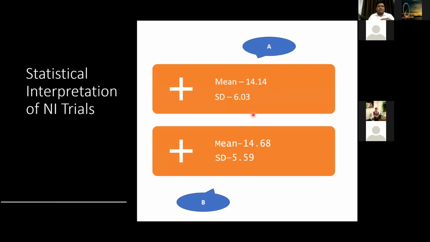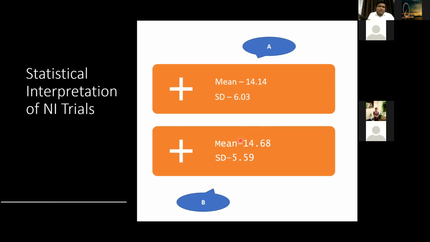So we have two groups, A and B. At the end of the study, let's say that the primary endpoint was a continuous variable. For group A, the primary endpoint mean was 14.14 and the standard deviation was 6.03, whereas for group B, the mean was 14.68 and the standard deviation was 5.59.